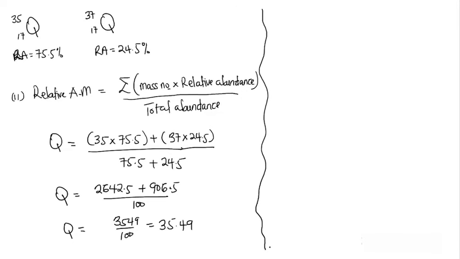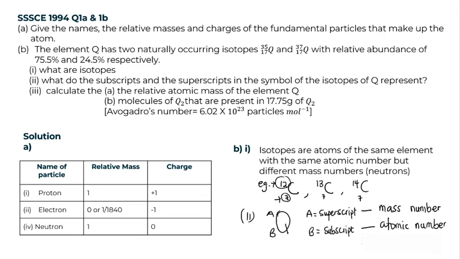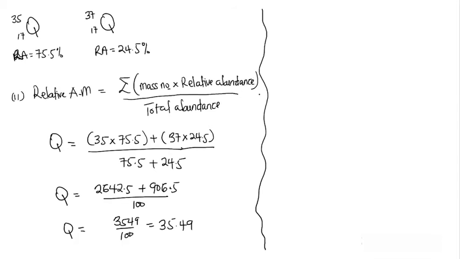Alright, let's proceed to look at the last aspect of that question. The last aspect says that we are to find the molecules of Q2 that are present in 17.75 grams of Q2. When they say we should find the molecules of Q2, that means we have to find the number of Q2. That is what we are to find.